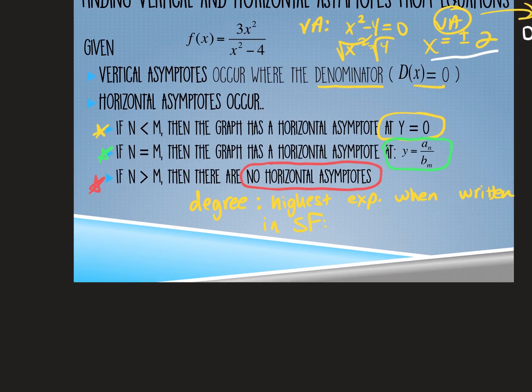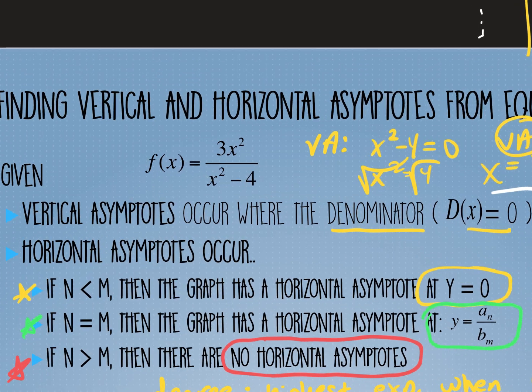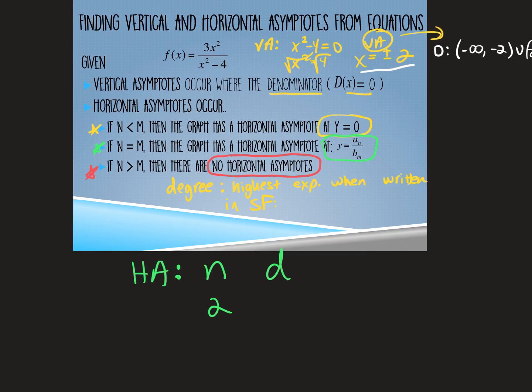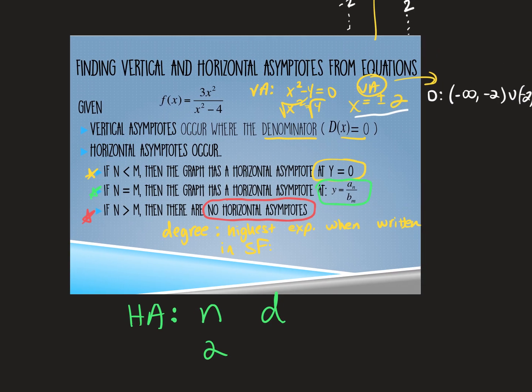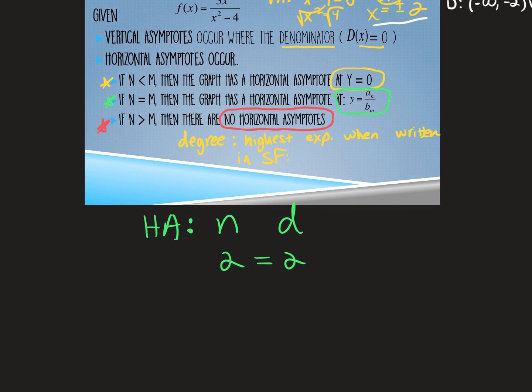If you're asked to find the horizontal asymptote for this one, we're going to compare every single time, guys. Write down N and D. You're going to compare the numerator degree to the denominator degree. In this example, what is the degree of the numerator? What's the highest exponent? 2. What's the degree of the denominator? 2. So is this greater than, less than, or equal to? 2 is equal to 2. Look at your cheat sheet. Which star? It's y equals.